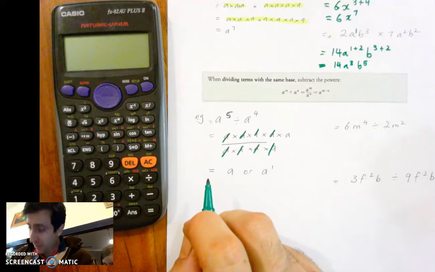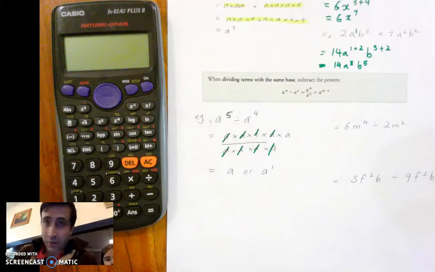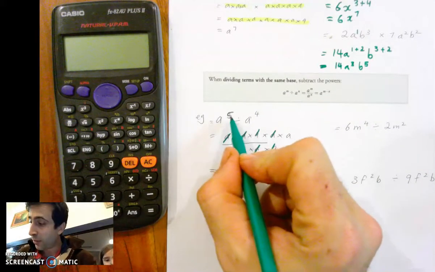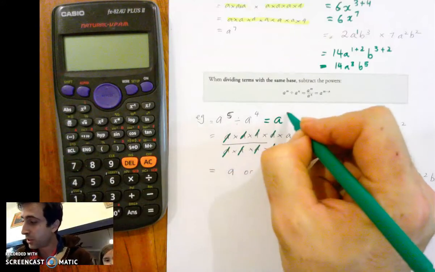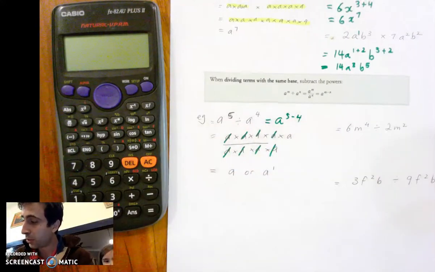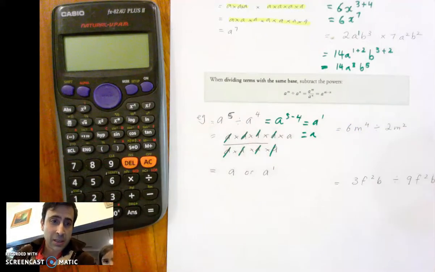Now we don't need to do that anymore. We don't need to cancel out, because we know that a to the power of 5 divided by a to the power of 4 is just a to the 5 minus 4, which is a to the 1, or just a. Easy peasy lemon squeezy, eat a slug and make me wheezy? Yes, I think so.